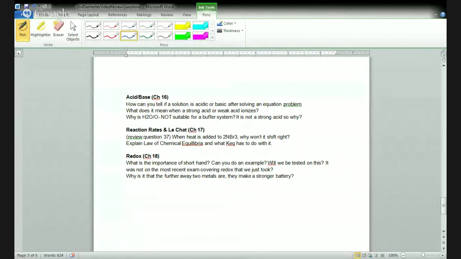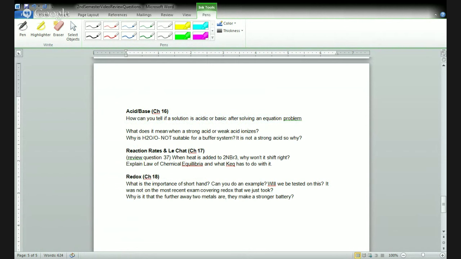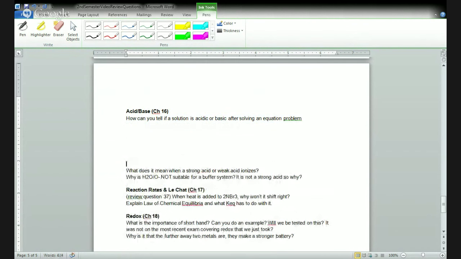So how can you tell if it's acidic or basic after solving an equation problem? I'm guessing that this is referring to a pH problem. There are a couple of different ways you can tell. I always like to just turn everything into pH. I think it's a lot easier to remember just one thing than a bunch, but I'll tell you all the ways you can remember it.